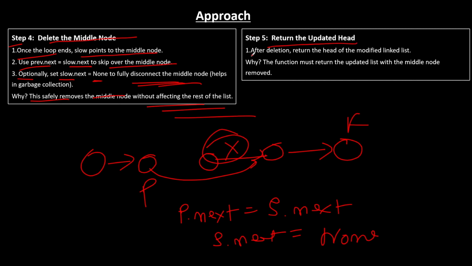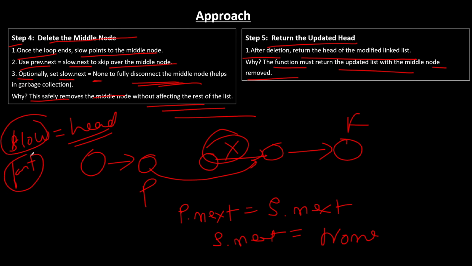We return the head. After deletion, return the head of the modified linked list, because the function must return the updated list without the middle node, right? Since the slow pointer points to the head node initially, and fast also, when we update slow or fast pointers, we are basically not updating the main head pointer. So that's why at the end we return the head pointer itself.